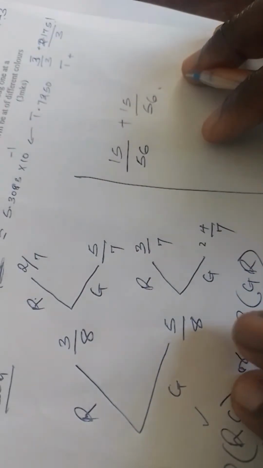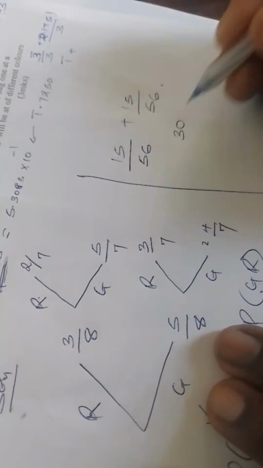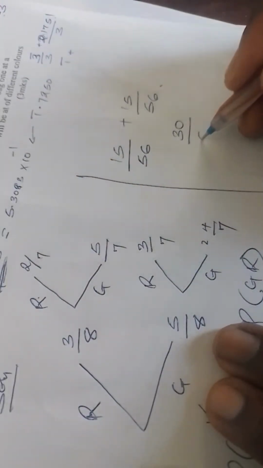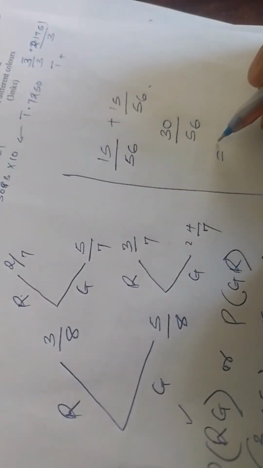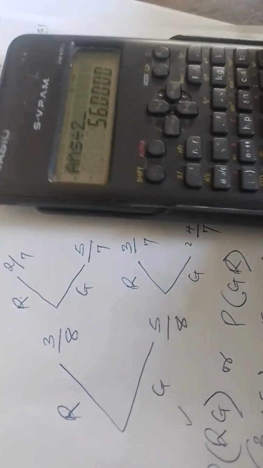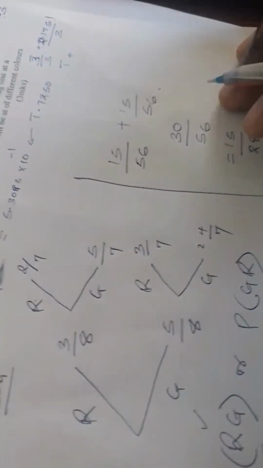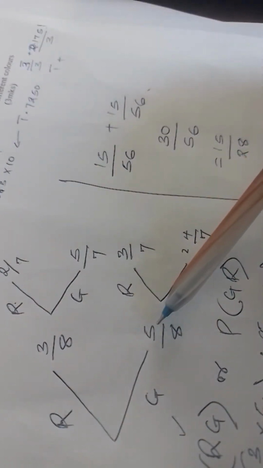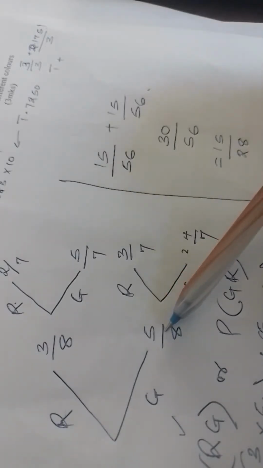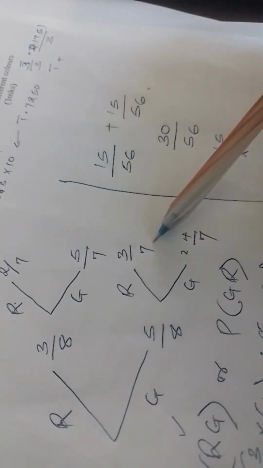So for this one will be 30 over 56. Then this one finally will give us 15 over 56 divided by 2, that is 28. If it's going to be 28, we can look at this one, 5 over 8, then this one will be 3 over 7, good.